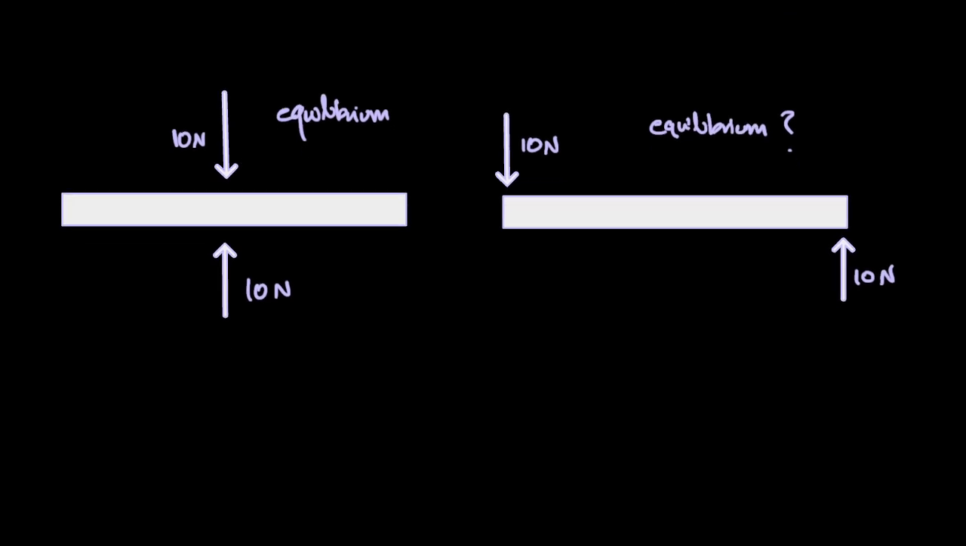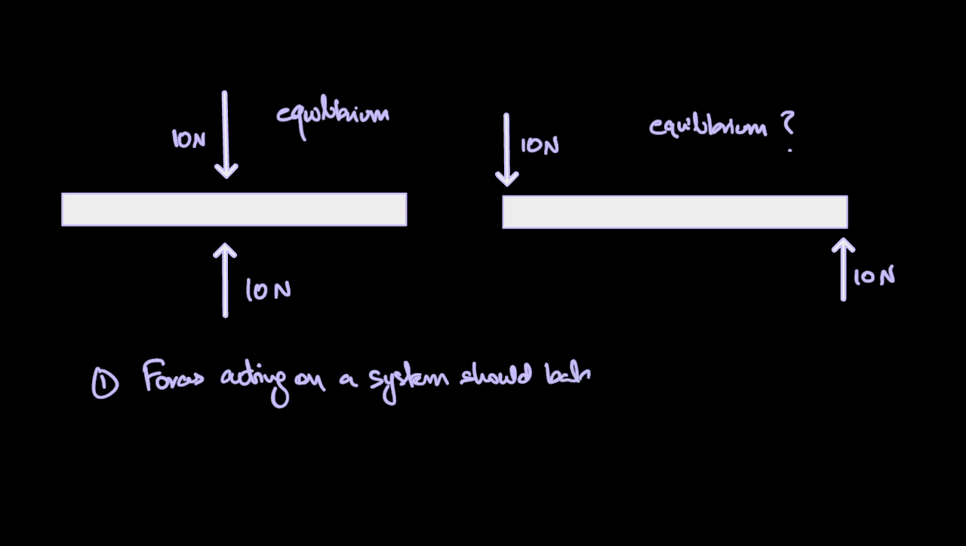Our first condition for equilibrium is that the forces acting on a system should balance out. Now this condition is being met in both cases, right? You have a 10 newton force acting downwards in both cases, and you have a 10 newton force acting upwards. But our second system is clearly not in equilibrium, and this is because both these forces have turning effects as well.